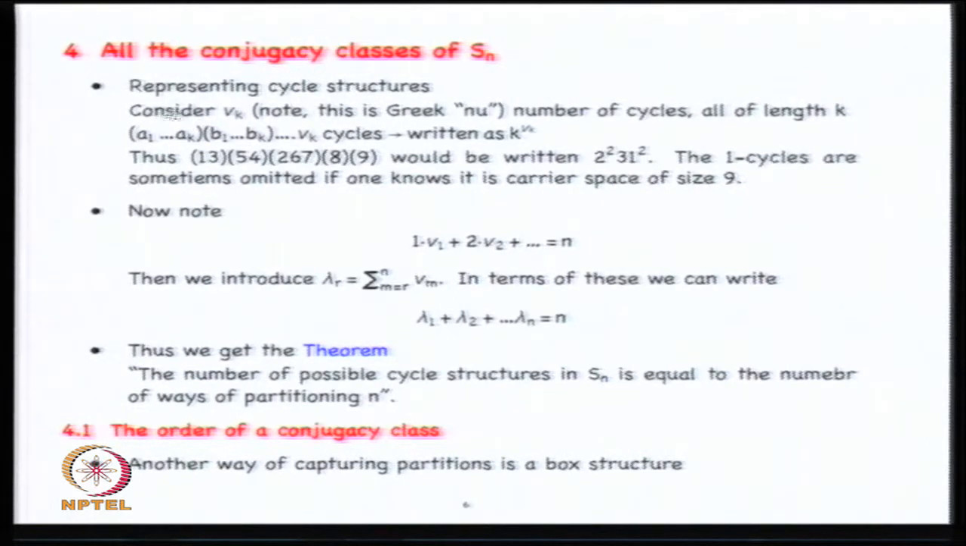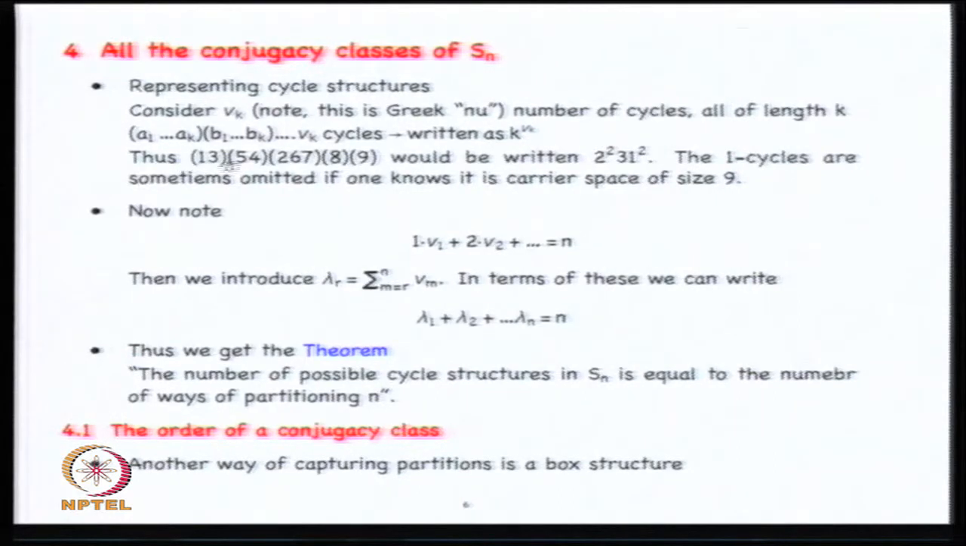So consider nu k, which is the number of cycles, all of length k. The notation for it is k to the power nu k. And that is in a sense the total number there as well, because it's a product of k, nu k times. So it is k to the power nu k.